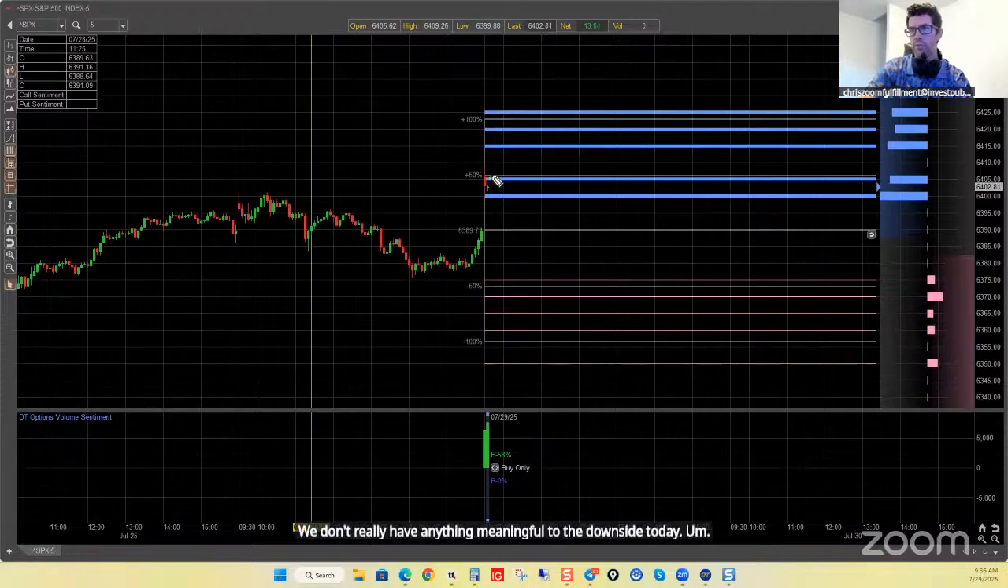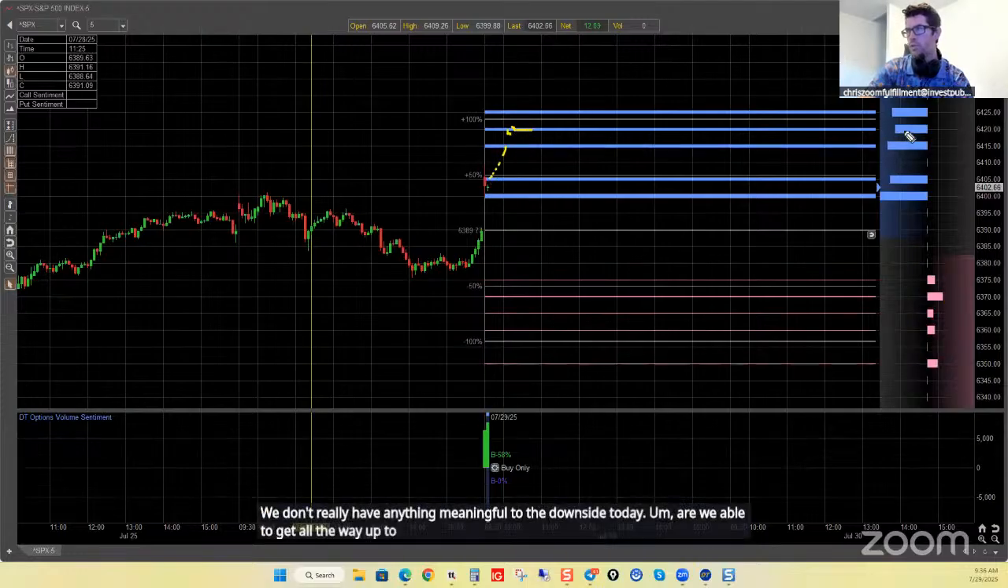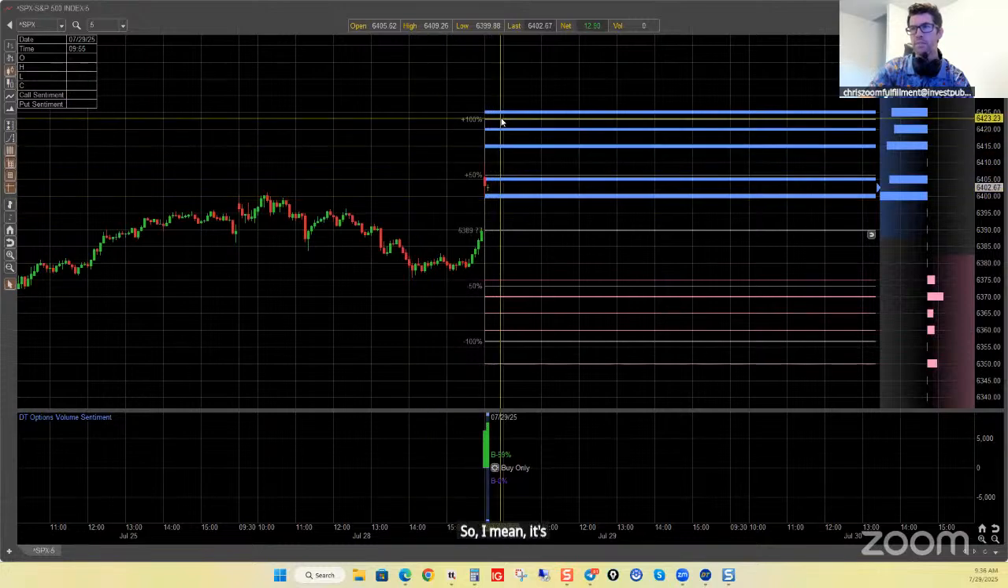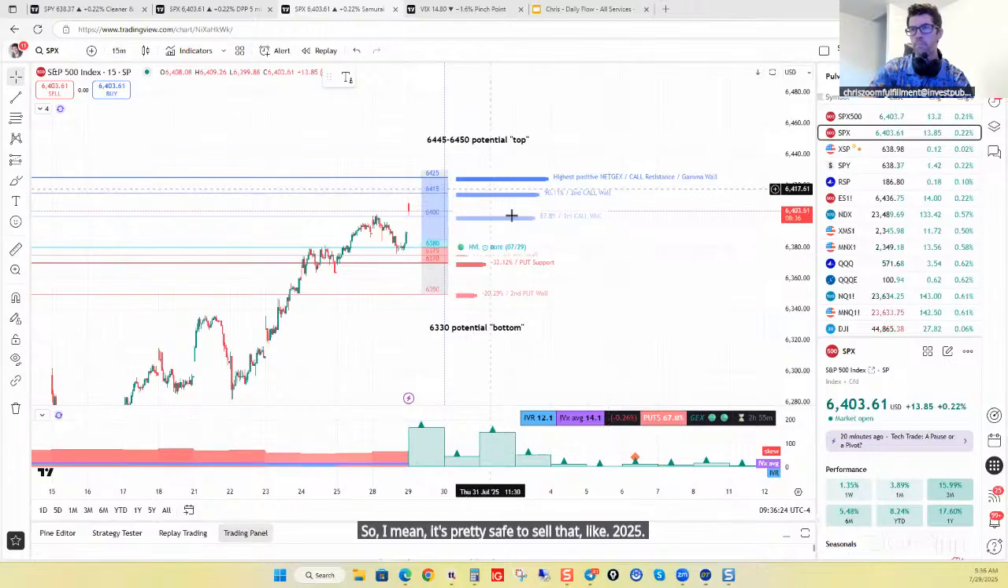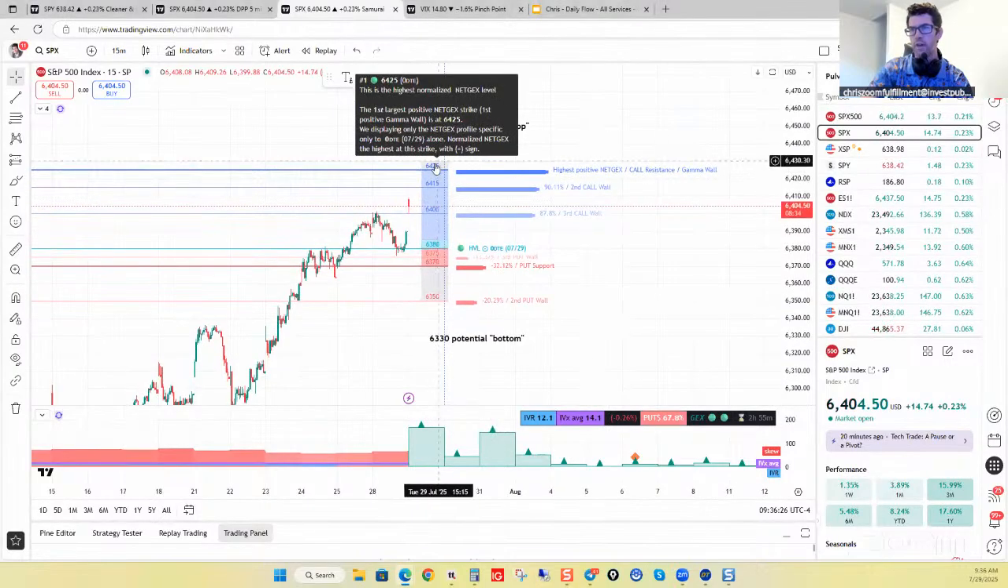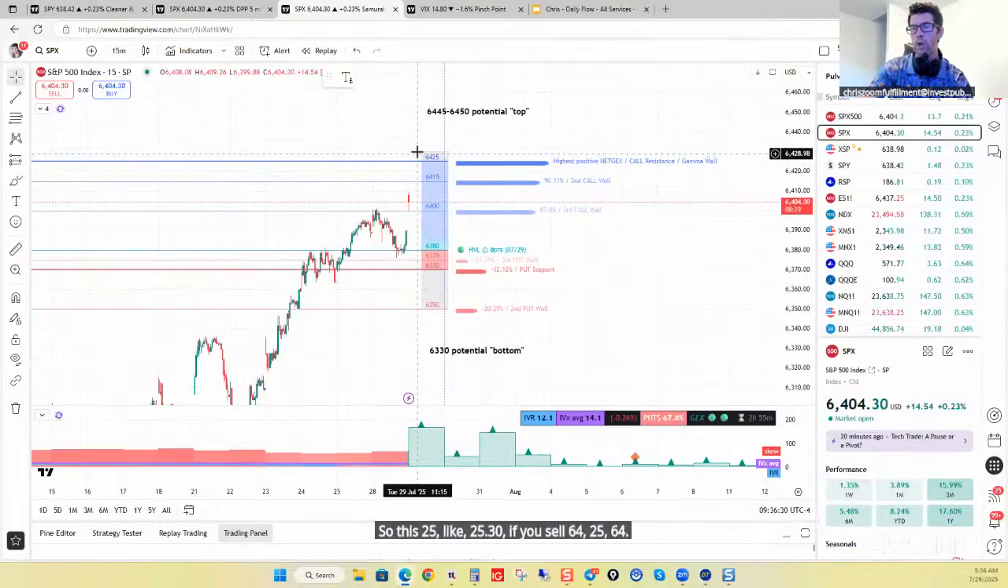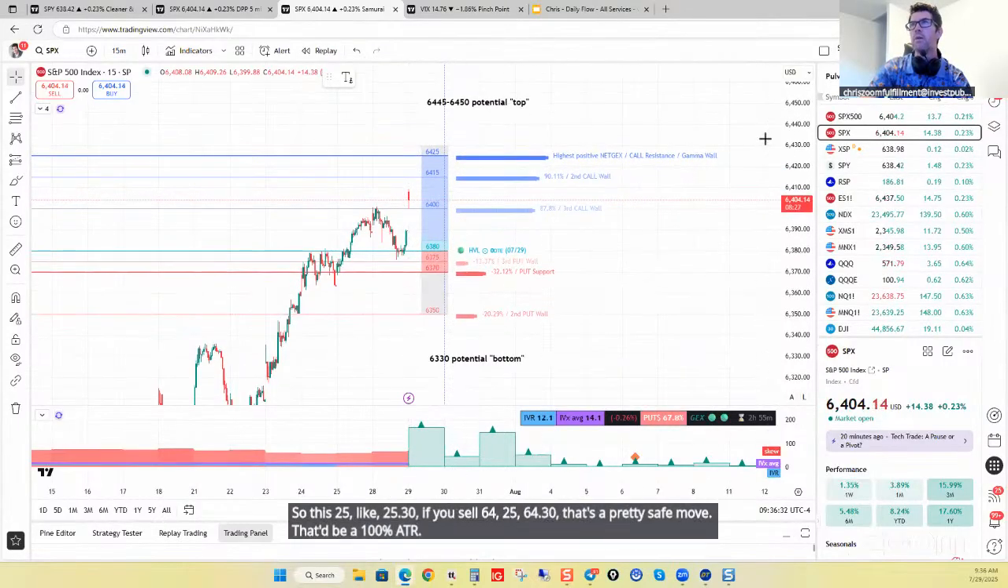Are we able to get all the way up to 6420, 6425? That's a 100% ATR. So, I mean, it's pretty safe to sell that 6420, 6425. So if you sell 6425, 6430, that's a pretty safe move. That'd be a 100% ATR today.